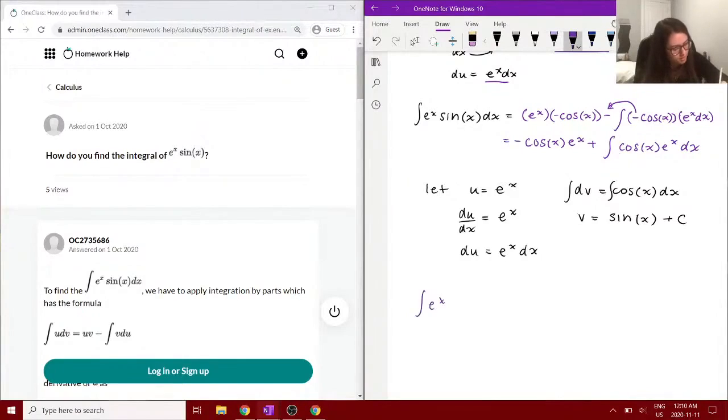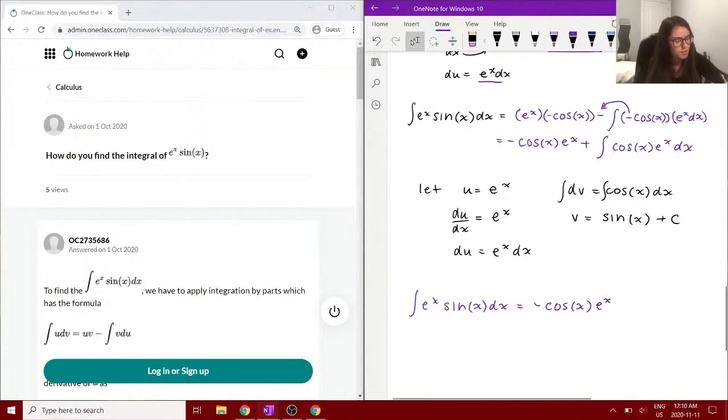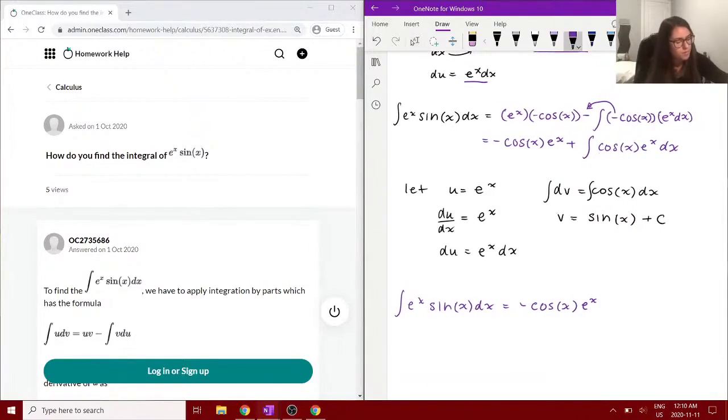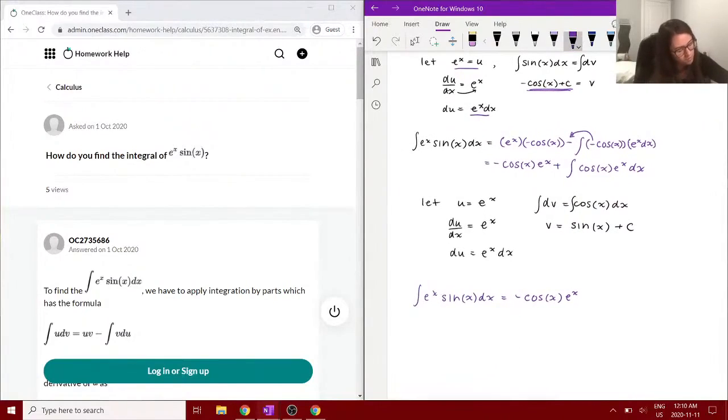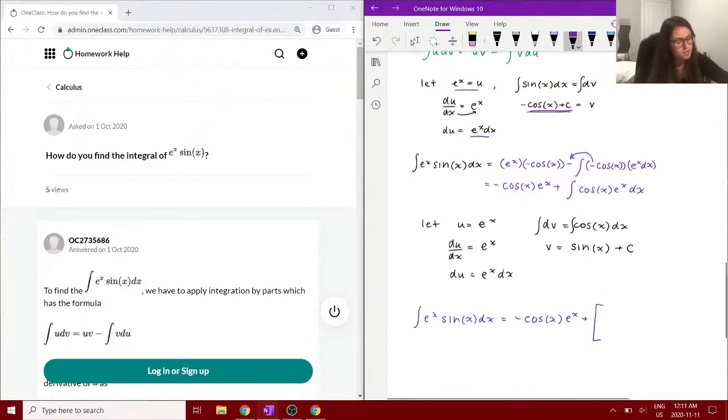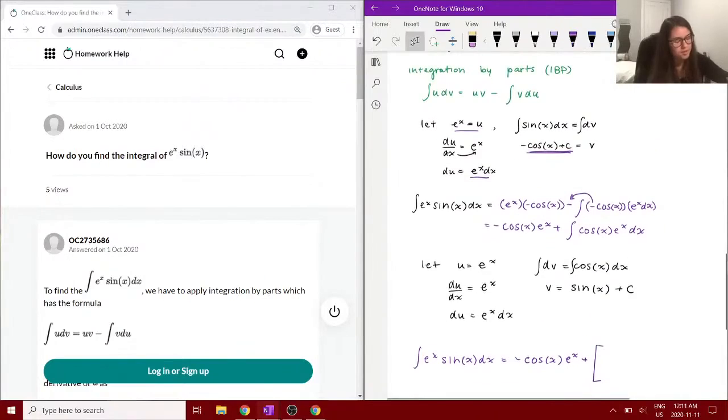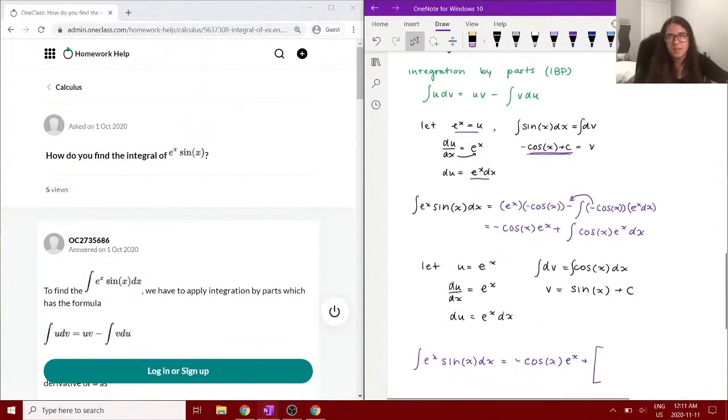So we have the integral of e to the x sine x dx is equal to minus cos x e to the x, because remember, the first term stays the same because we're done integrating with that. But we have this whole second term that we need to write. So we have plus, okay. So now applying integration by parts. It's all the way up there. Hopefully you can still see that.